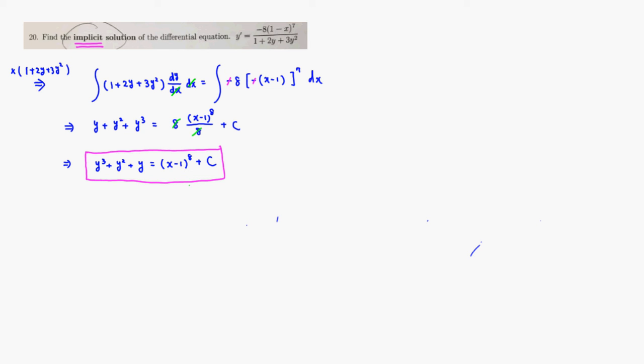But anyway, this is simply a separable equation. All you have to do is put all the y's on the left hand side and all the x's on the right hand side, then integrate both sides, and you're there. All right, that's it. I hope that this was clear.